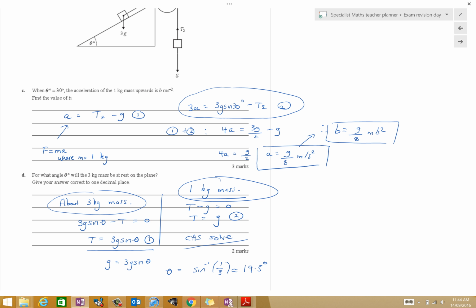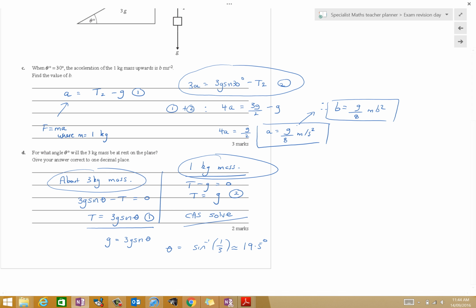So therefore, subbing t equals g into equation 1 is going to give me g is equal to 3g sine theta. So you could do this by hand if you wanted to. There are 2 marks, so there has to be a method mark. You don't have to do all that by hand. You could just solve in a CAS. Once you show the working, you could go CAS solve, and that would then solve for 19.5 degrees when rounded to 1 decimal place.